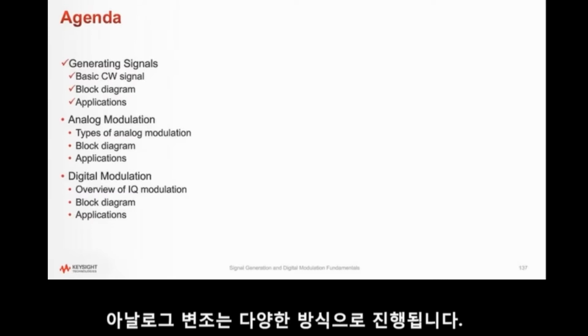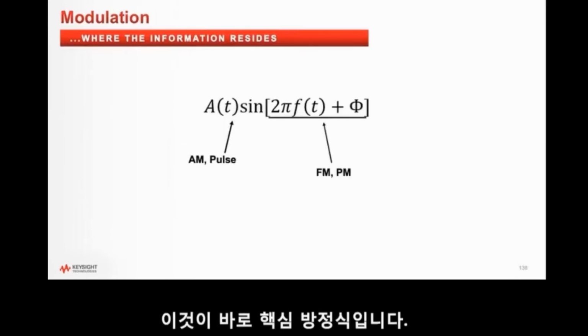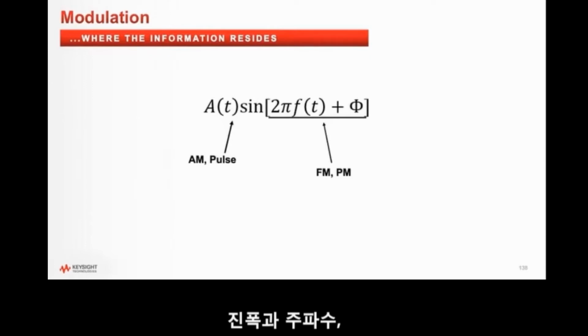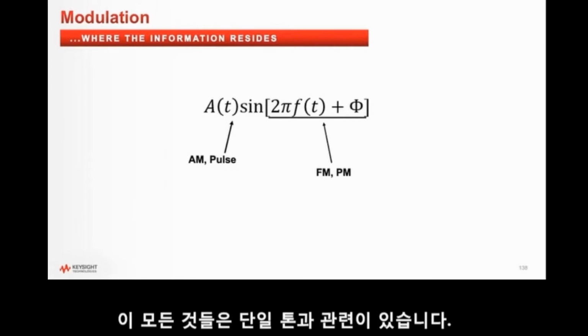Analog modulation comes in a few flavors. This is really your master equation, though. You've got amplitude in here, you've got frequency in here, you've got phase in here, and it's all wrapped in a sinusoid. So this is coming all down to what are you doing to a single tone.